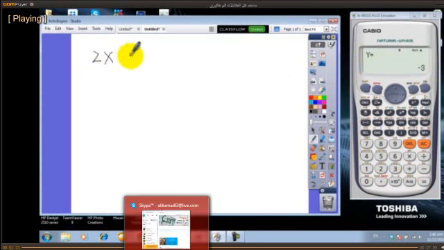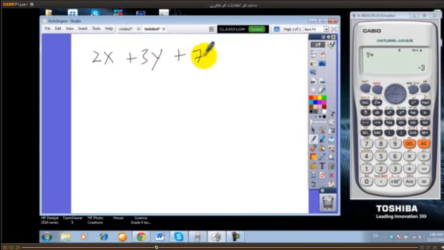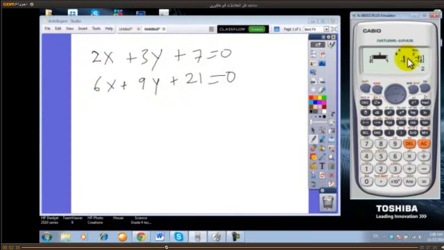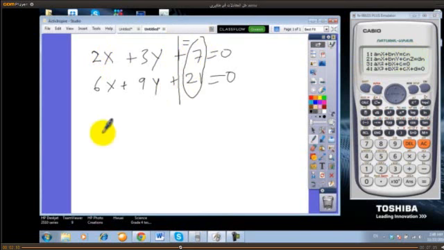Another example, 2x plus 3y plus 7 is equal to 0, and 6x plus 9y plus 21 is equal to 0. This equation cannot be solved by the calculator directly, since the calculator shows us ax plus by equal to c, not plus c equal to 0. So I have to take the c to the other side and put in front of it the equal sign, and of course it will become negative.